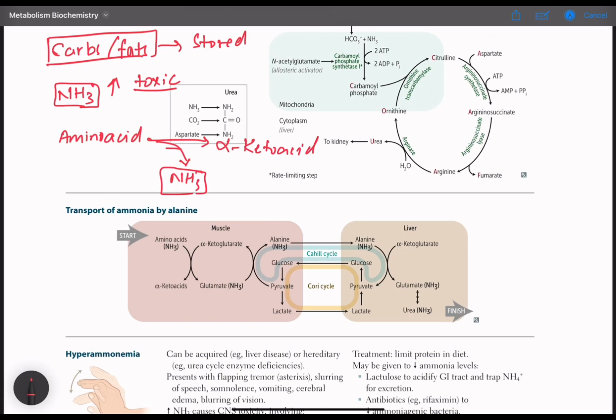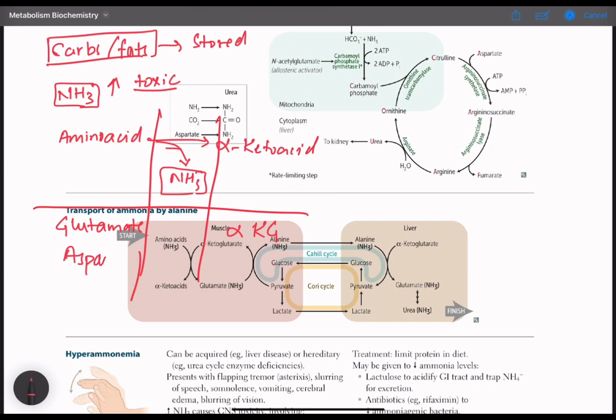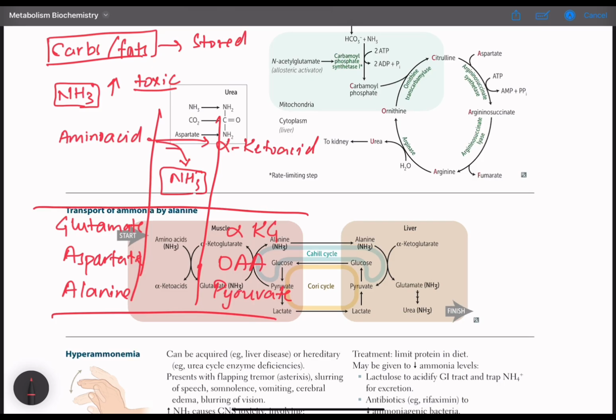The examples are: when the amino acid glutamate loses its amino group, it is converted into alpha ketoglutarate. The same goes for aspartate. When aspartate loses its amino group, it is converted into oxaloacetate, which is the keto acid of aspartate. Then we have alanine, and when alanine loses its amino group, it is converted into pyruvate. So this is the metabolism of amino acids.